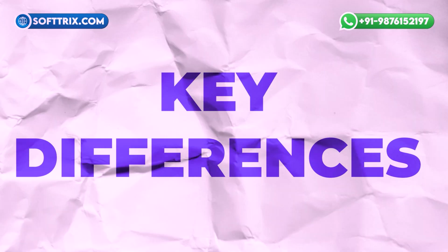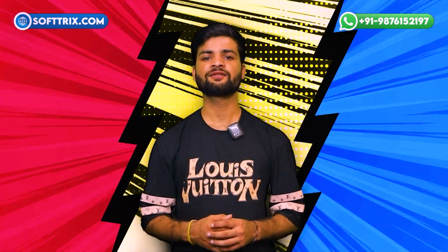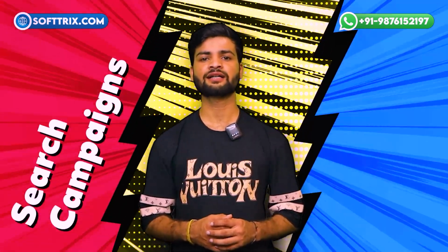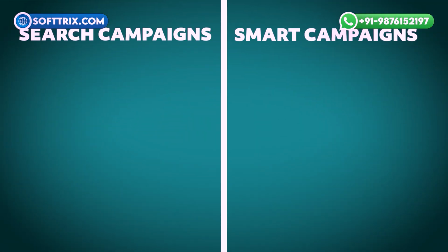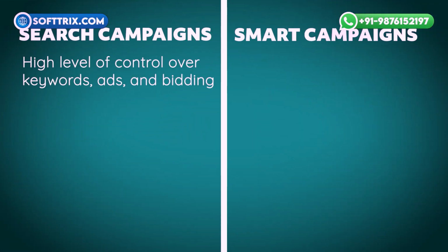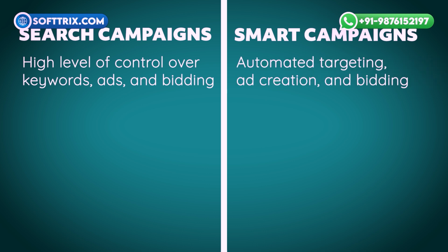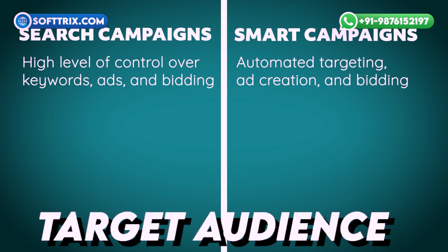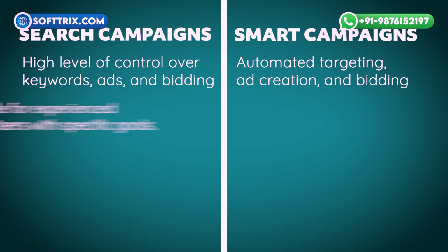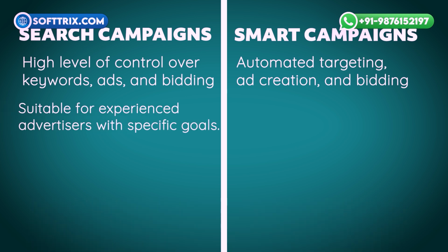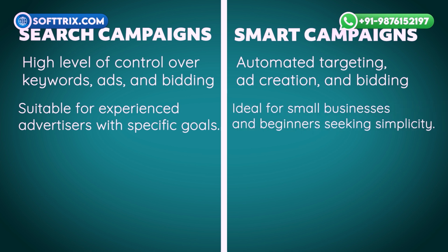Number three, key differences. Let's summarize the key differences between search campaigns and smart campaigns. Control and customization: search campaigns give a high level of control over keywords, ads and bidding. Smart campaigns use automatic targeting, ad creation and bidding. Target audience: search campaigns are suitable for experienced advertisers with specific goals. Smart campaigns are ideal for small businesses and beginners seeking simplicity.